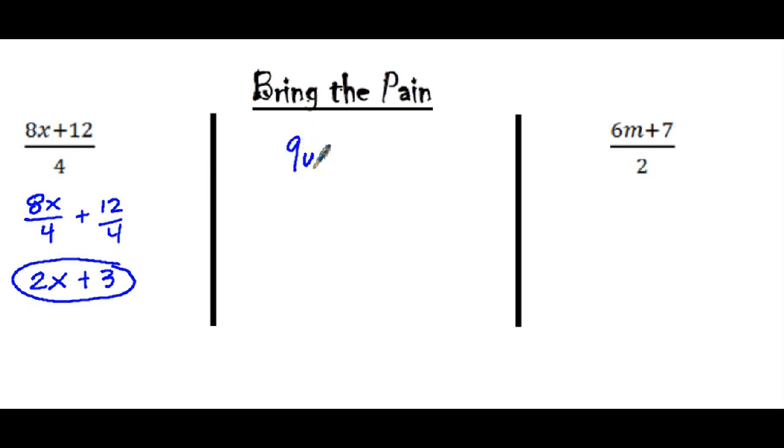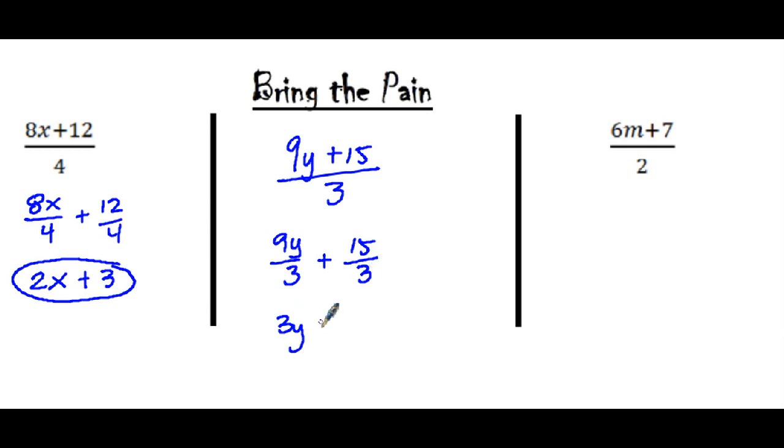9y plus 15 divided by 3. We want to separate the 9y by 3, and separate the 15 over 3. Now we can reduce, and we get 3y, and 15 divided by 3 is 5. So this is another way to write this right here, reduced.